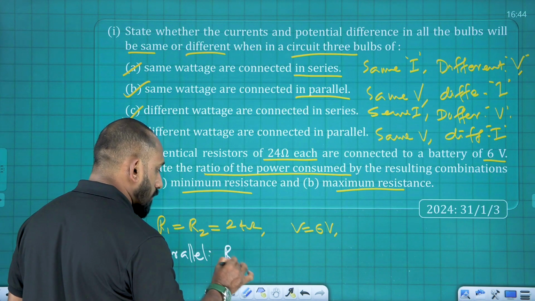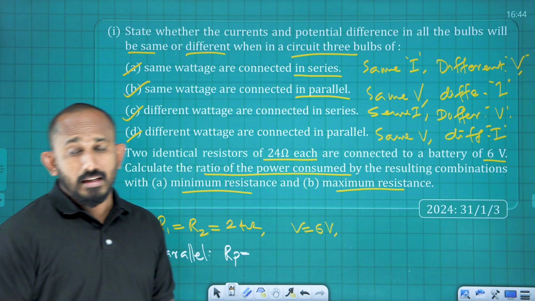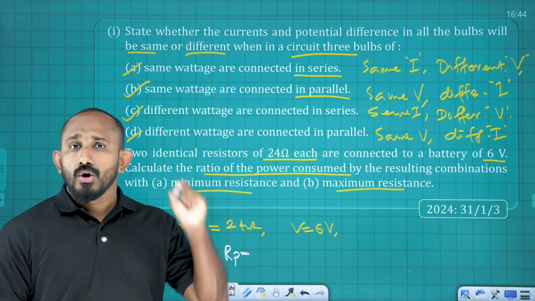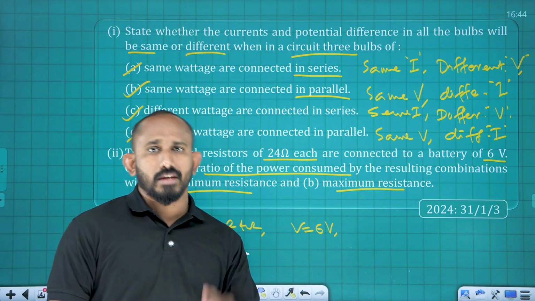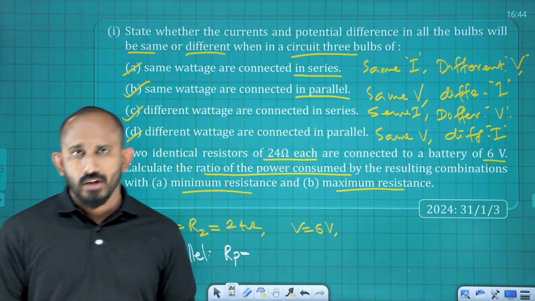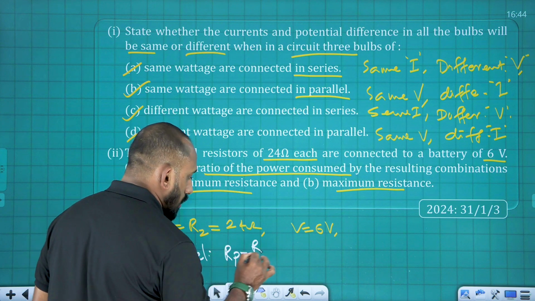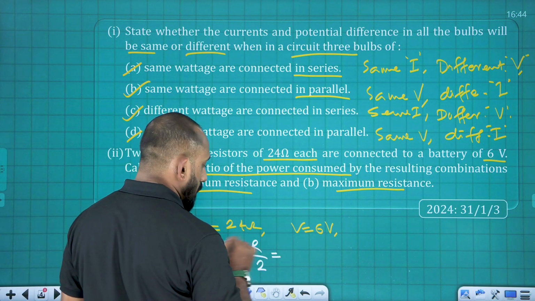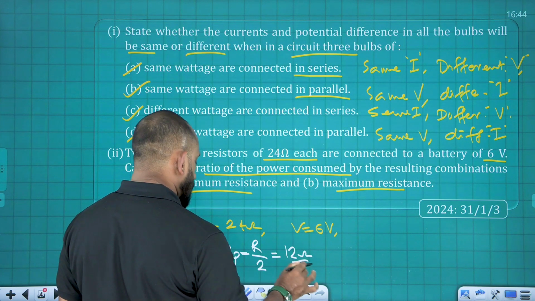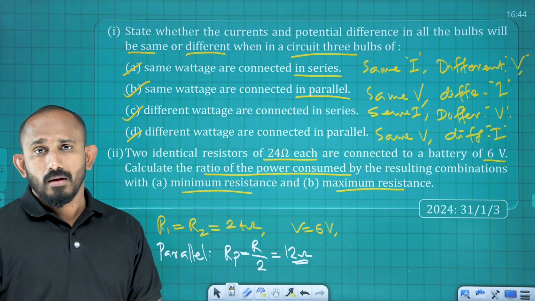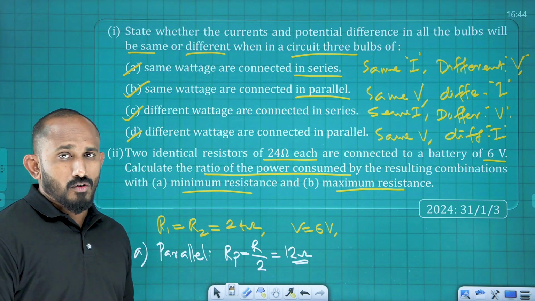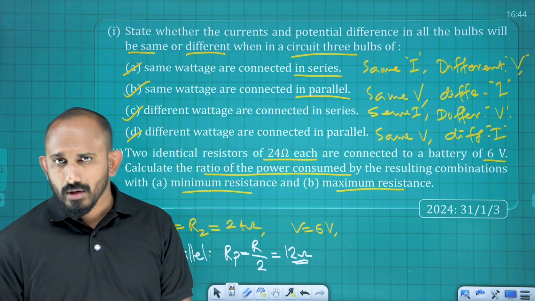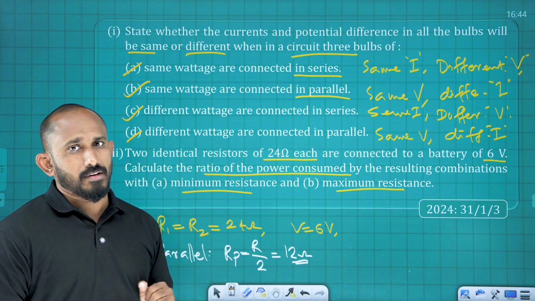So their RP will be, both are the same values, then you might have the shortcut. 1 by RP is equal to 1 by R1 plus 1 by R2 is the original equation. If R1 and R2 both are equal, then you can say RP will be equal to R by 2. There are two resistors. So R is 24, 24 by 2 is 12 ohm, the net resistance RP. And the power will be V squared by R, because V is given, 6 volt. Let it be there. RP we find.